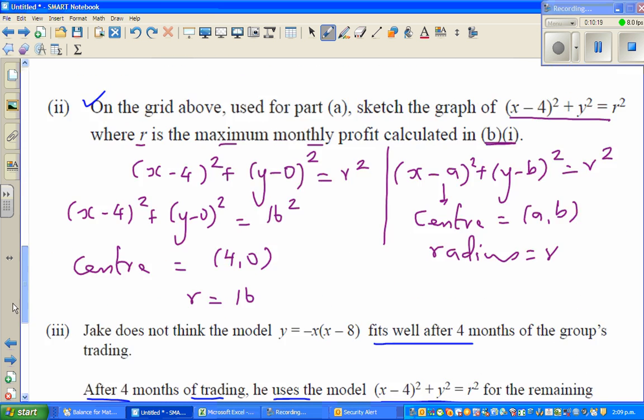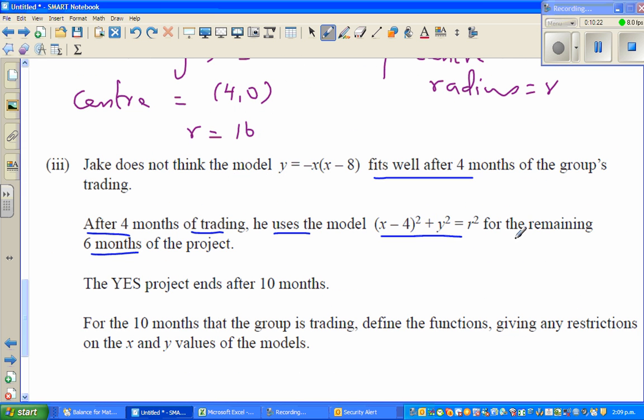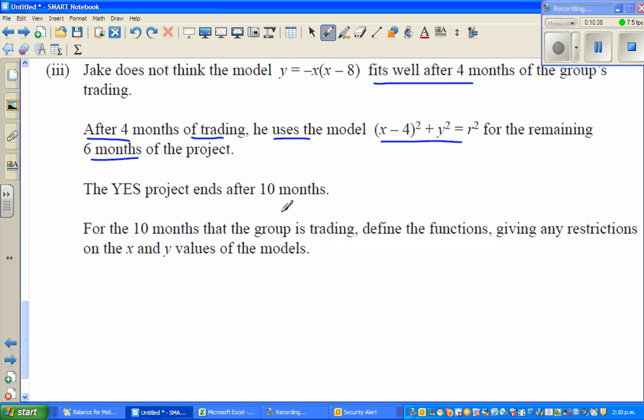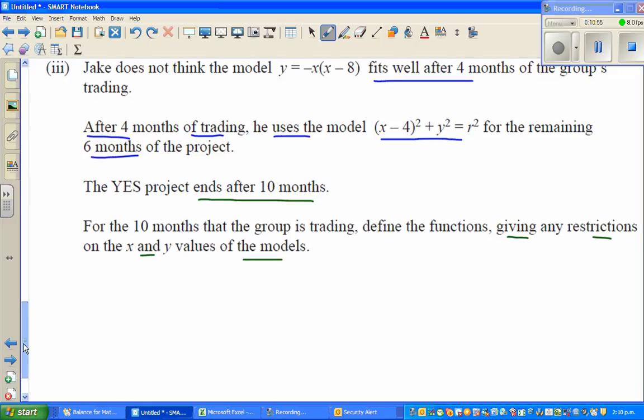Okay. If that is so, for the remaining 6 months. Okay, so 6 months means 4 plus 6, so up to the 10th month. Okay, so this is what they're talking about. Let me finish it off. The project ends after 10 months. For the 10 months that the group is trading, define the function giving restriction of X and Y values of the model. So the profit, what they're saying is Y, the model is this.